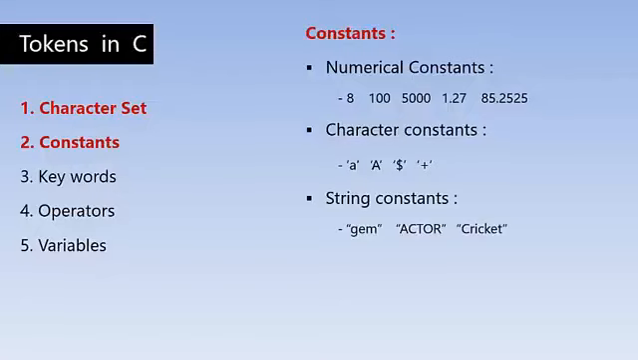And string constants. A string is a group of characters and should be enclosed within double quotes. A character is enclosed in single quotes, and string constants are enclosed within double quotes. Look at the first word, gem. It is a string, a group of 3 characters. Next, the word actor, a group of 5 characters. Cricket, a group of 7 characters. So a string can have uppercase and lowercase together, or only uppercase or only lowercase as well. So remember, characters are enclosed in single quotes and strings are enclosed in double quotes.